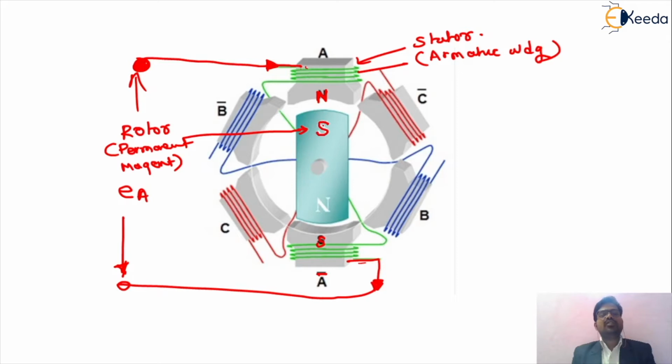As we know, opposite poles are attracted towards each other, and similar poles repel each other. So by the use of this particular winding, if we apply the force, obviously this drive will rotate in the different direction.